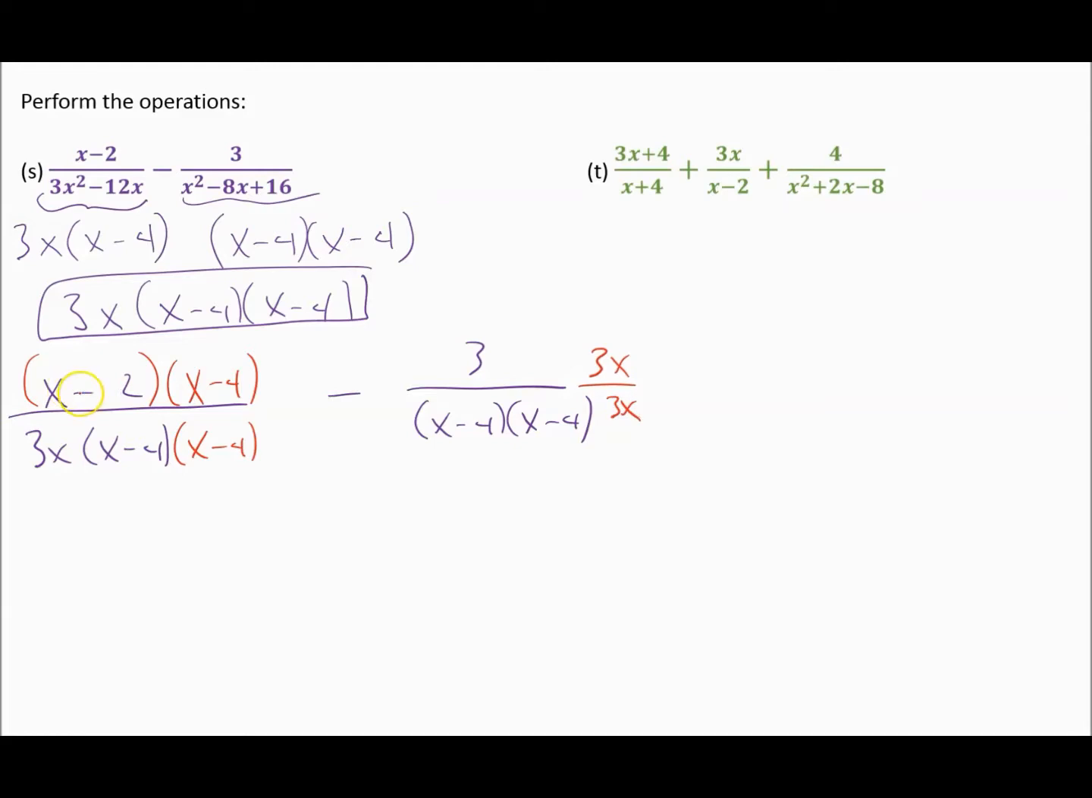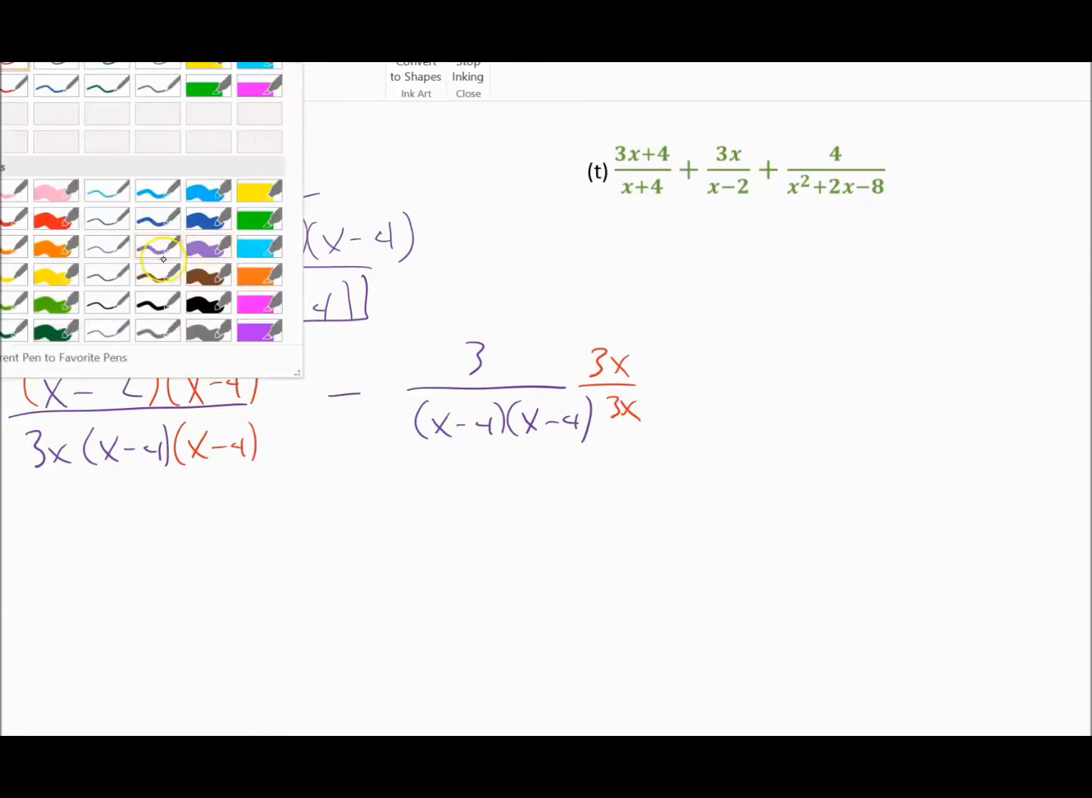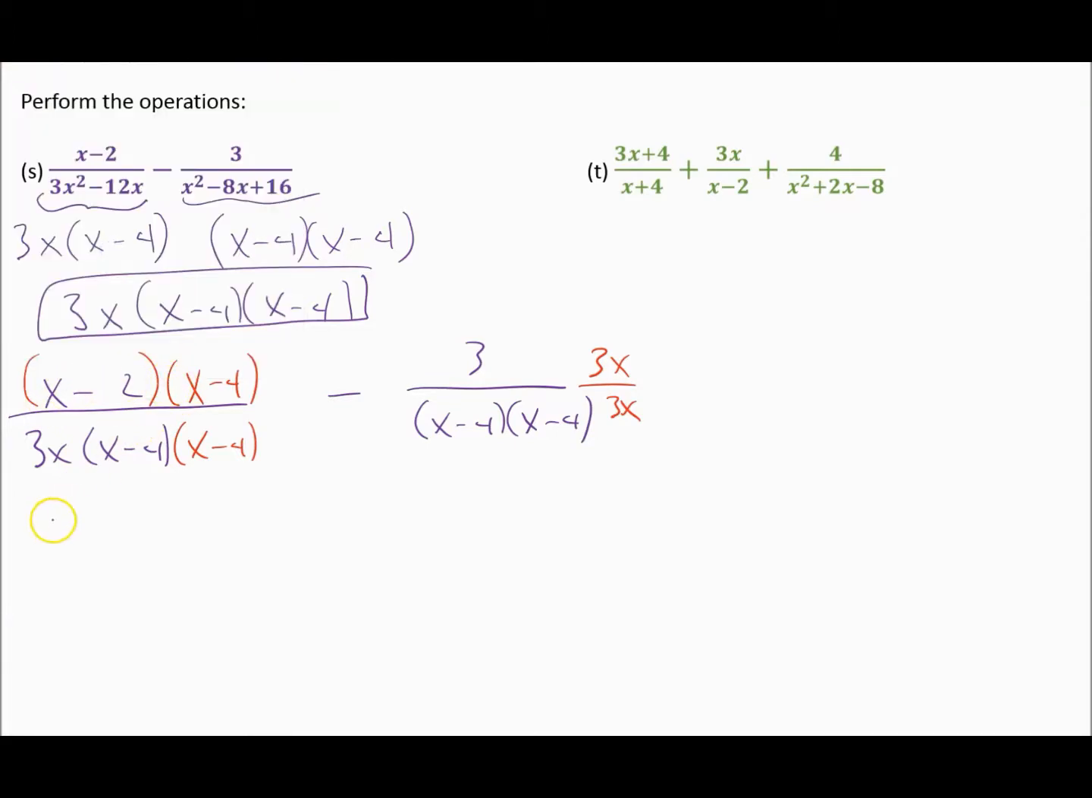So in this first fraction, I'm going to need to FOIL to simplify that. So x times x is x squared. X times negative 4 is negative 4x. Negative 2 times x is negative 2x. And negative 2 times negative 4 is plus 8. And then over here, I have minus 3 times 3x is 9x over my common denominator, which is 3x times x minus 4. You can write that squared if you want to, or you can write it out twice.